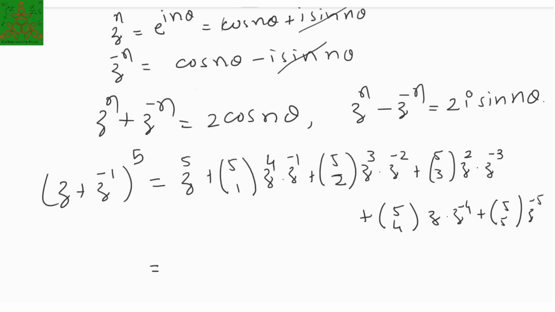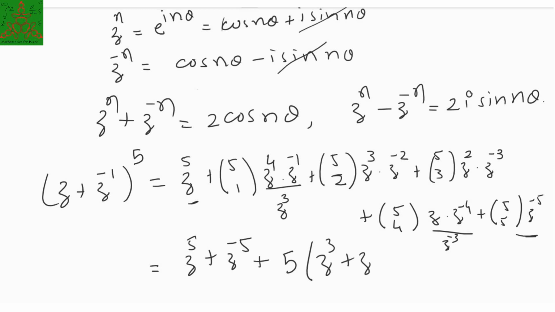So if you simplify this, see what the terms of z raised to 5 and z raised to minus 5 are. If I write them down combined, because 5c5 is 1, you will have z raised to 5 plus z raised to minus 5, and then z cube and z raised to minus cube. If I write these two terms combined, 5c1 is 5 and 5c4 is also 5, so that's why we can write 5 into z cube plus z raised to minus 3.